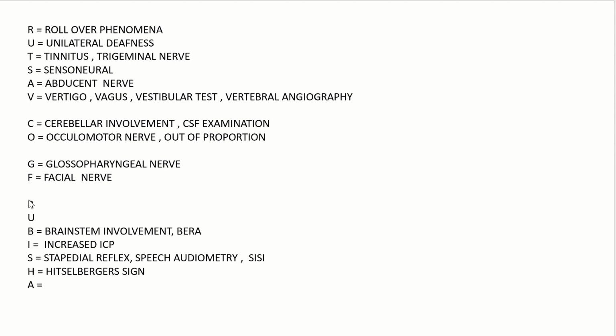After that, B stands for brainstem involvement. Brainstem involvement means ataxia, weakness of arms and legs, and tendon reflexes get exaggerated. And there is BERA, brainstem evoked response audiometry. Here what we see is the difference in the waves between the two ears. As I said, it is mostly unilateral, so you compare the difference in the V waves, and if you find it more than 2 milliseconds, then we understand that it is a case of acoustic neuroma.